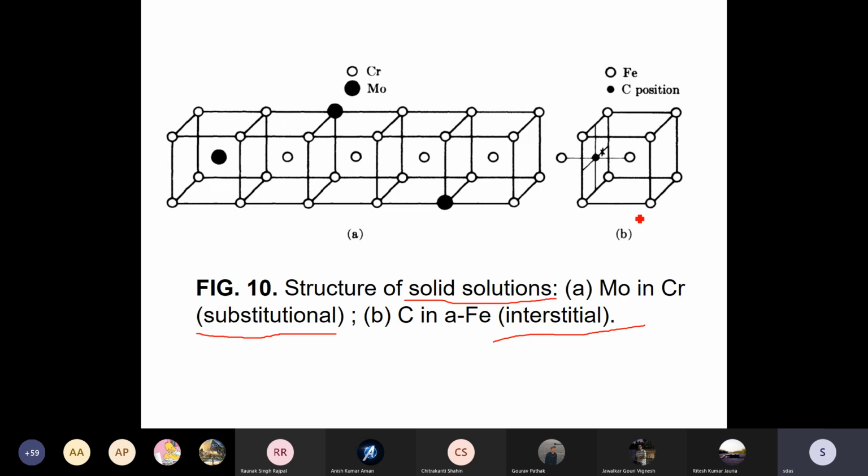If solute atoms take one of the spaces which is not a lattice point for that particular structure, then that solid solution is called an interstitial solid solution.